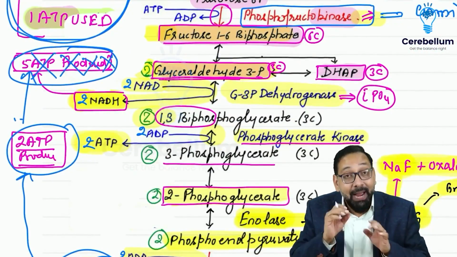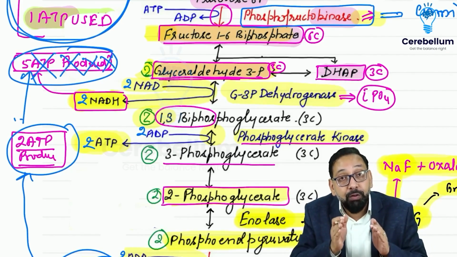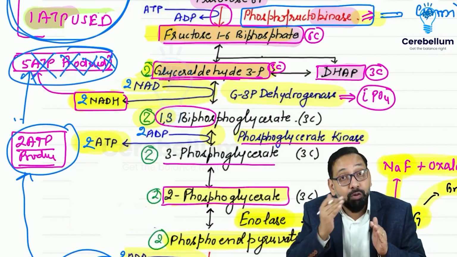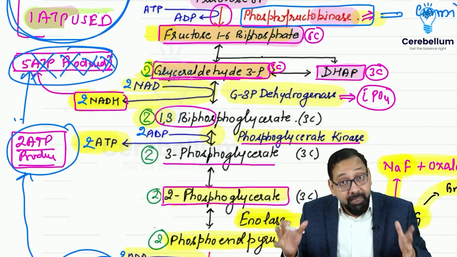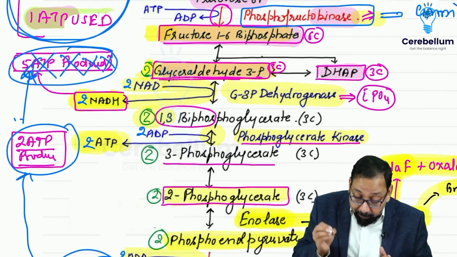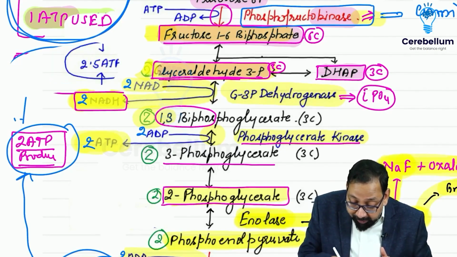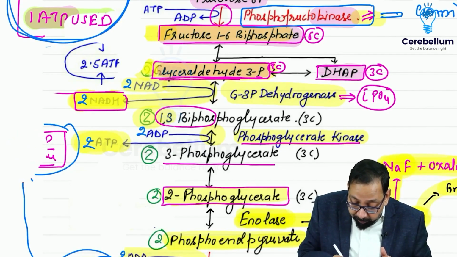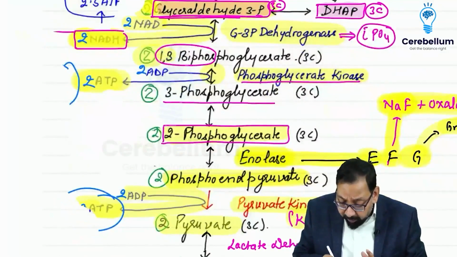You know that NADH enters the electron transport chain and produces 2.5 ATP by oxidative phosphorylation. When oxygen is not there, in anaerobic condition, these 5 ATP will not be produced. When these 5 ATP are not produced, then these two NADH will be utilized in the last step.